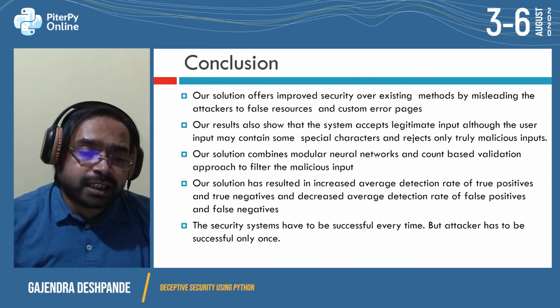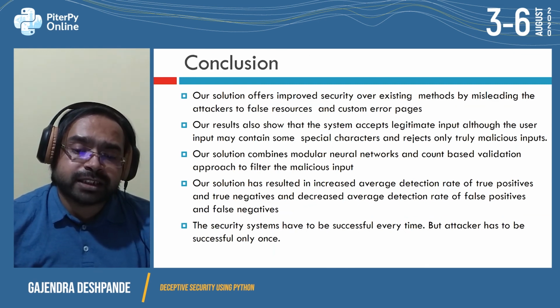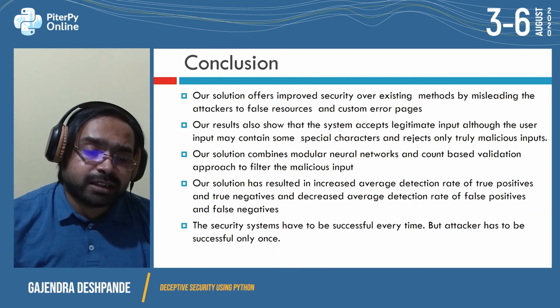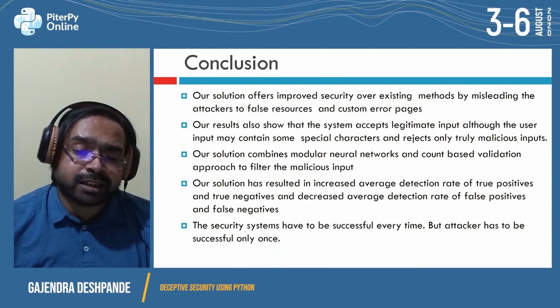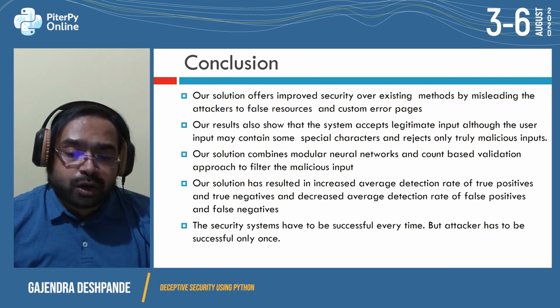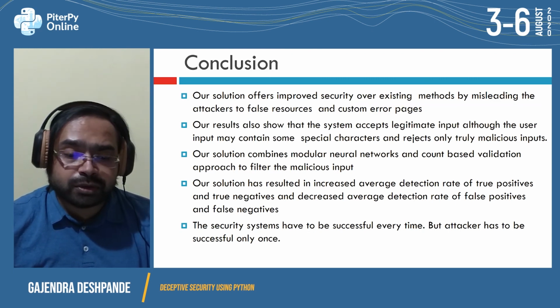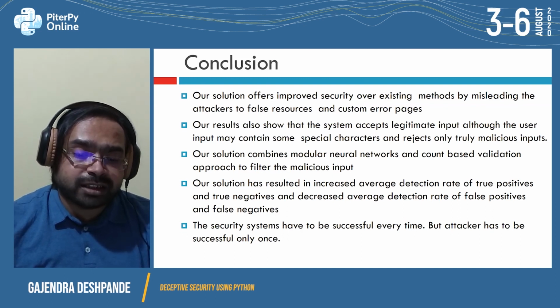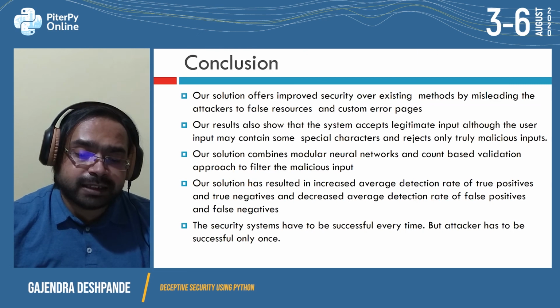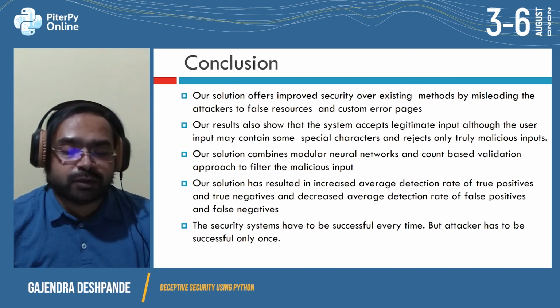The conclusion is that our solution offers improved security over existing methods by misleading the attackers to false resources and custom error pages. Our results also show that the system accepts legitimate input, although the user input may contain some special characters, and rejects only true malicious inputs. Our solution combines modular neural networks and a count-based validation approach to filter the malicious input. It has resulted in an increased average detection rate of true positives and true negatives, and a decreased average detection rate of false positives and false negatives.